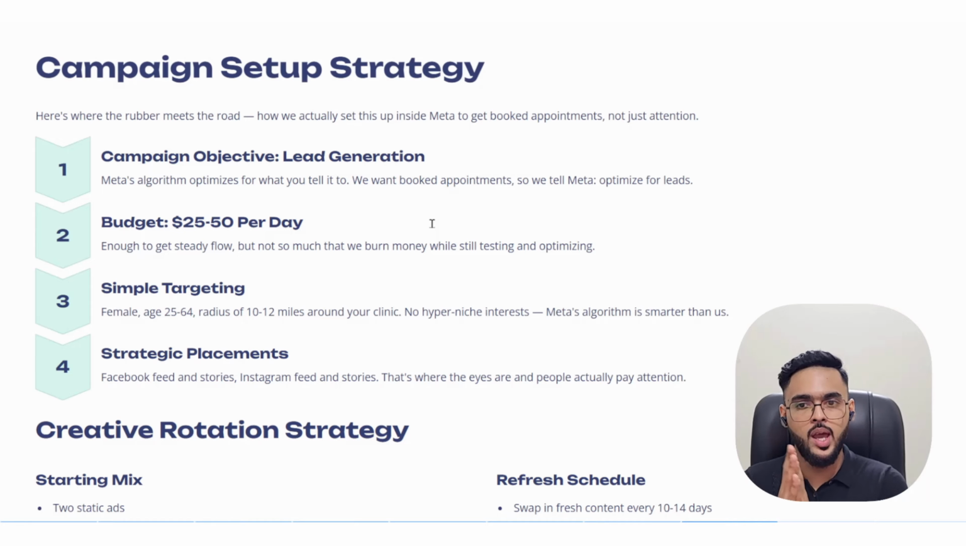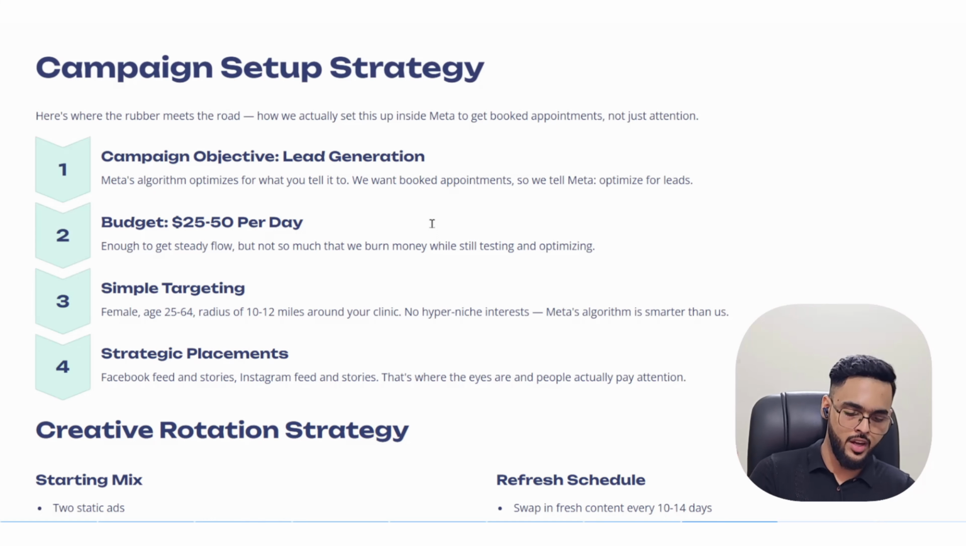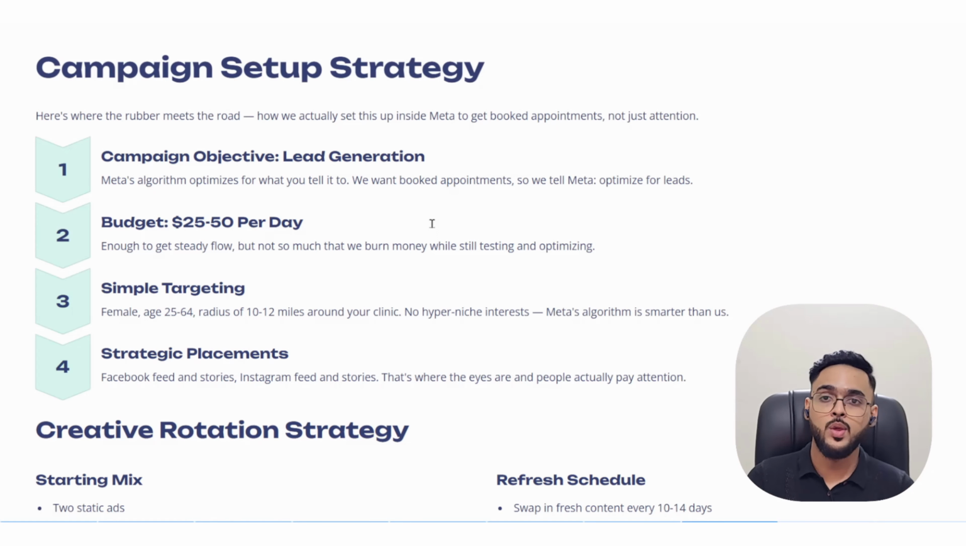Now, the campaign objective should be lead generation. Keep it broad. Meta's algorithm optimizes for what you tell it to do. The AI is smart enough to know who it should show your ads to, and we want booked appointments, so we want to optimize for leads. The budget: nothing below $25, and a good range is $25 to $50 per day to start with. And if you find a winning ad, you can scale it up.